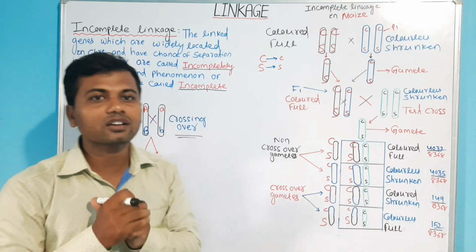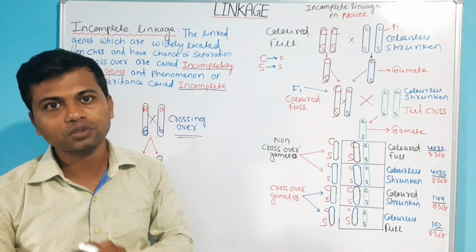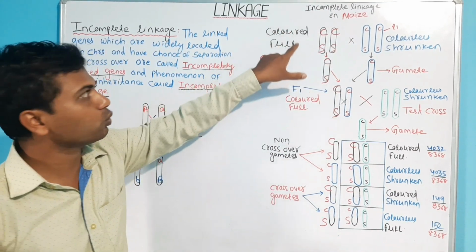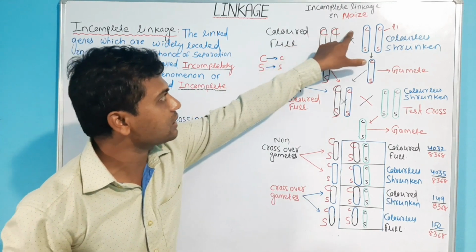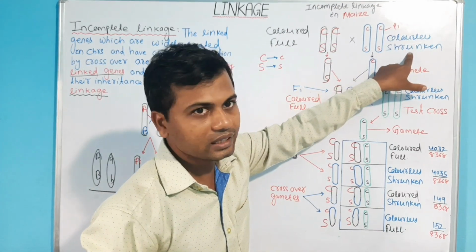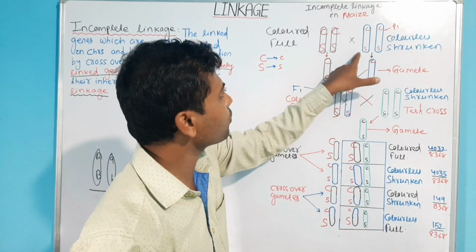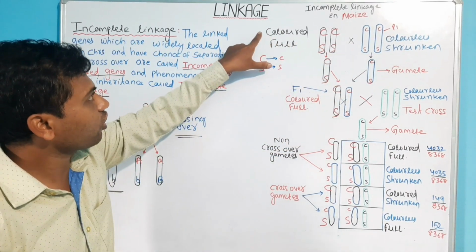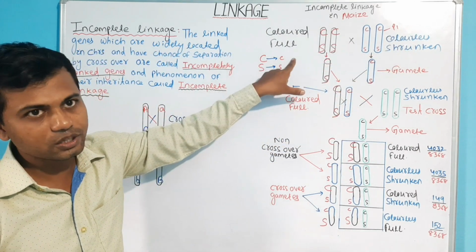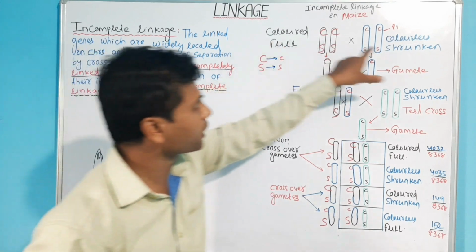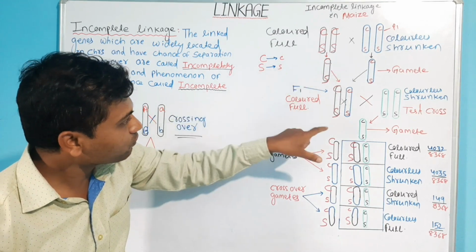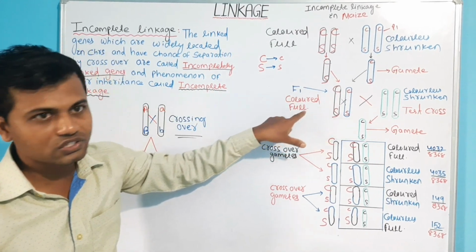Now we'll explain incomplete linkage in detail by taking the example of maize. When you cross 2 plants, one having colored and full seed with genotype capital C, capital S, and another having colorless and sunken seed with genotype small c and small s. Here the character colored is dominant to colorless, so the allele capital C is dominant to small c. The character full is dominant to shrunken, so capital S is dominant to small s. Here this F1 hybrid is produced having colored and full seed.